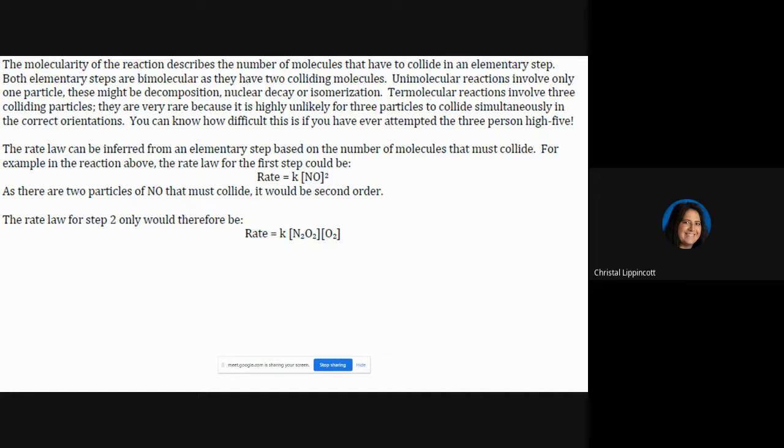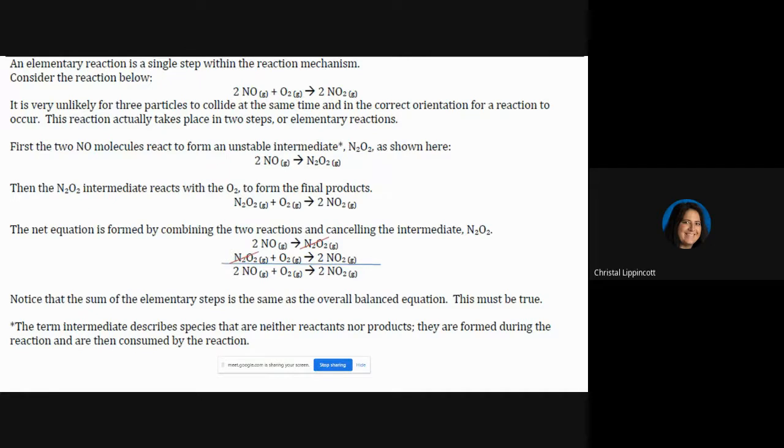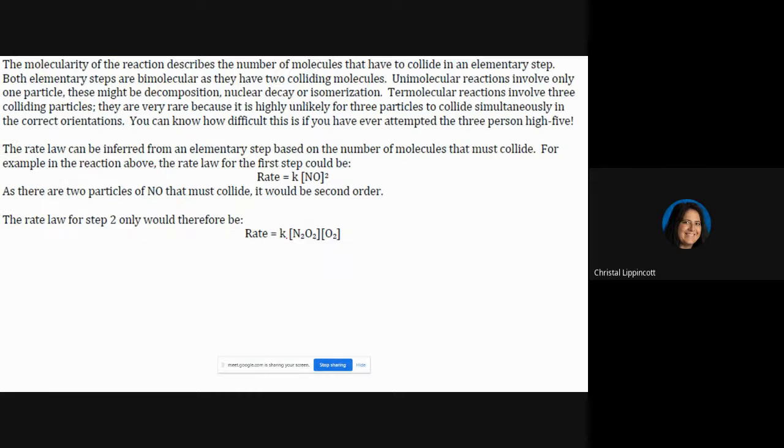The rate law can be inferred from the elementary step based on the number of molecules that have to collide. For example, in this reaction that we had before, our rate law is this. As there are 2 particles of NO that have to collide, it would be second order. The rate law for step 2 would be something like this, where you have this species colliding with this one. Okay?